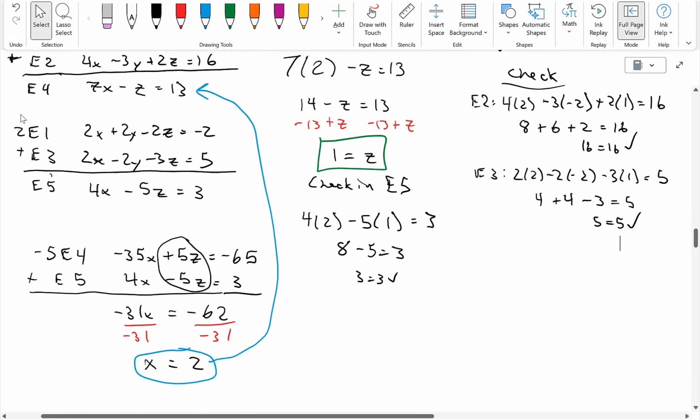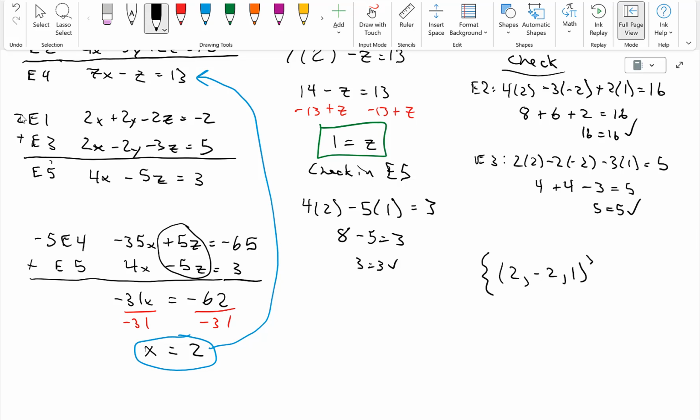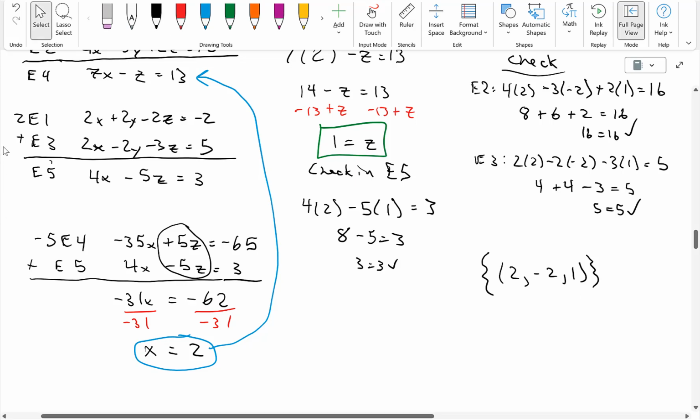And again, we use that first one. We did kind of the mental check there, but our solution to the system is going to be the ordered triple. We have a 2 for x, a negative 2 for y, and a 1 for z. So again, you can retry it, eliminating a different variable. You should get the same answer. It'd be really, really good practice.